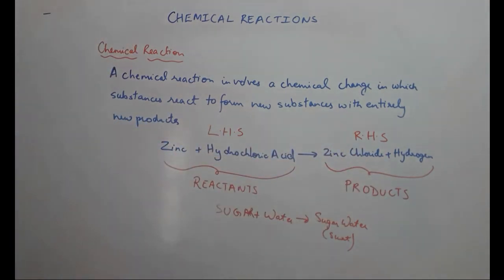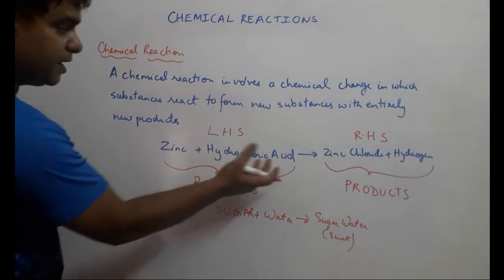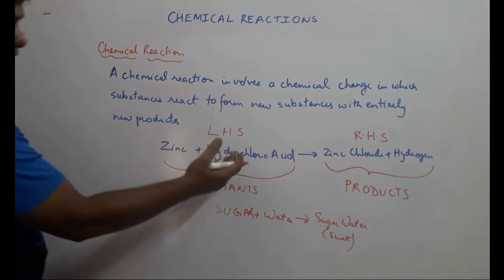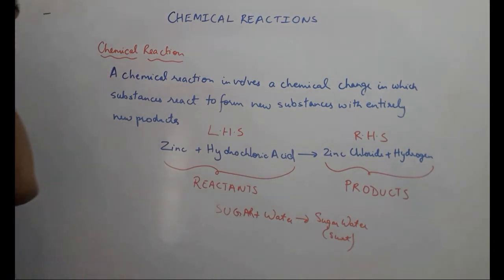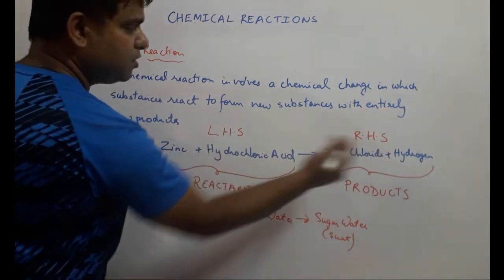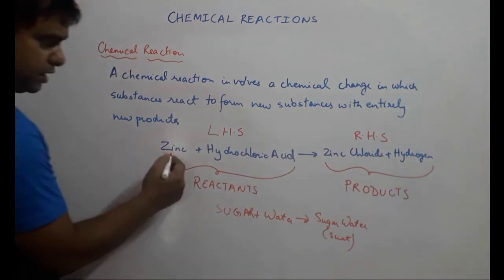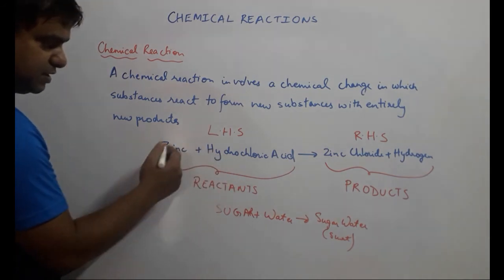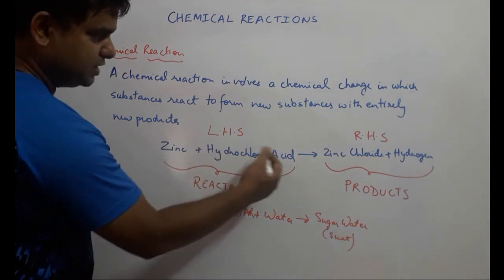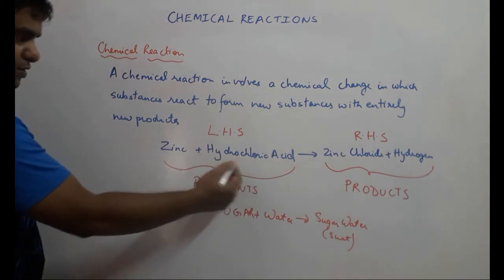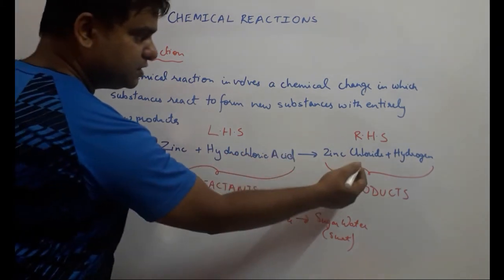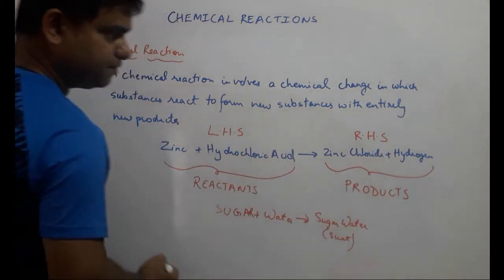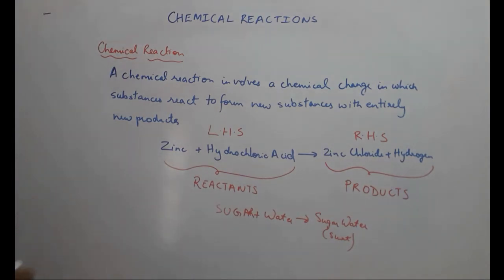But there are reactions wherein you will have to apply heat or it has to be carried out at a particular temperature, and then only you get the products over there. So zinc is one reactant, hydrochloric acid is another reactant. Both these together give zinc chloride and hydrogen. Got it? So this is known as a chemical reaction.